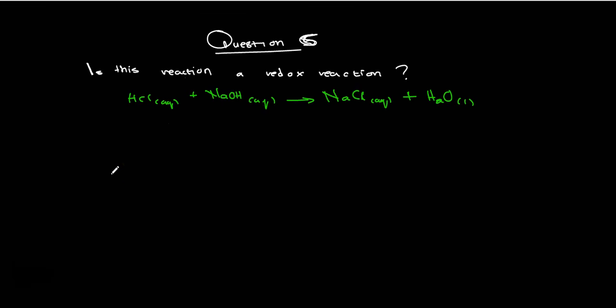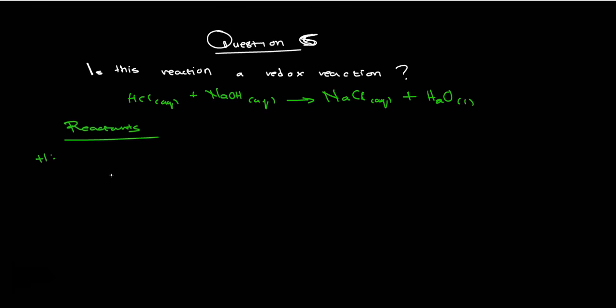So another question, is this reaction a redox reaction? So we are doing the same thing. We are going to assign oxidation number of each element. We start from the reactants. Let's talk of hydrogen. Hydrogen here, the oxidation number of hydrogen. Let's talk of hydrogen first.